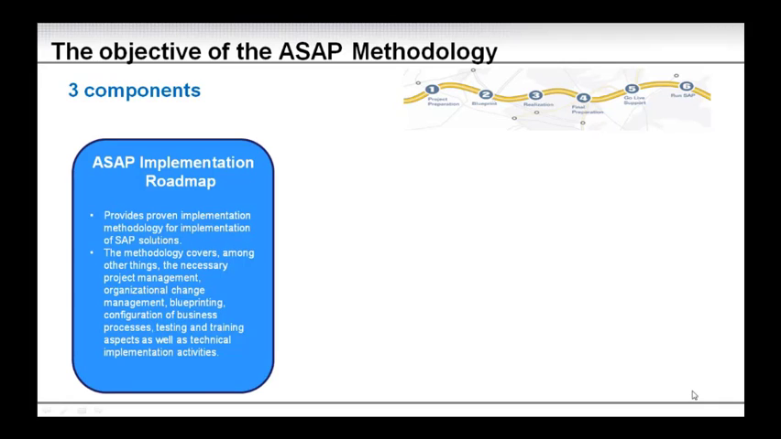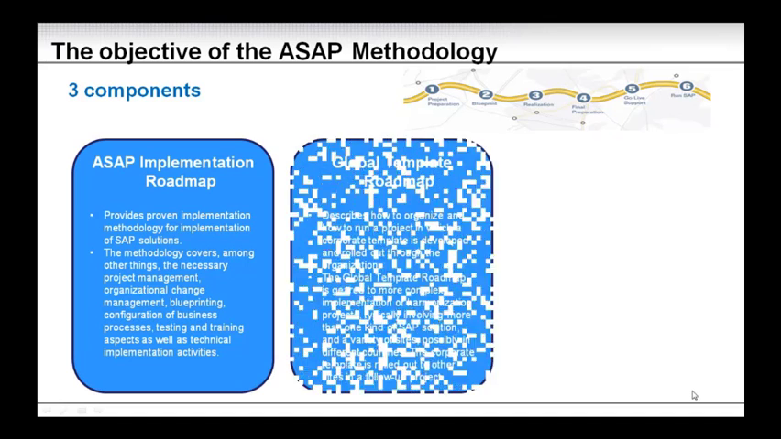So let's look at the objective of the SAP methodology in terms of what is the content of it, in a high level content. So basically there are three components. One is the ASAP implementation roadmap. The implementation roadmap provides the proven implementation methodology, and it covers a lot of things. It covers all the different work streams and all the different phases. So this is the implementation roadmap.